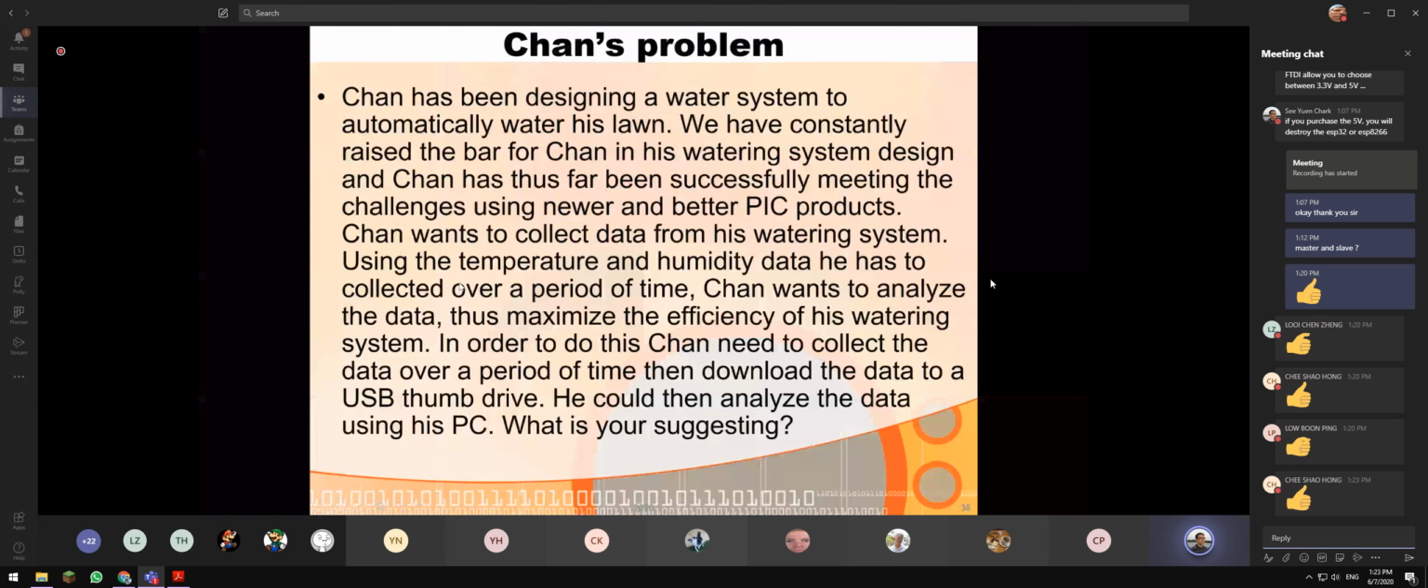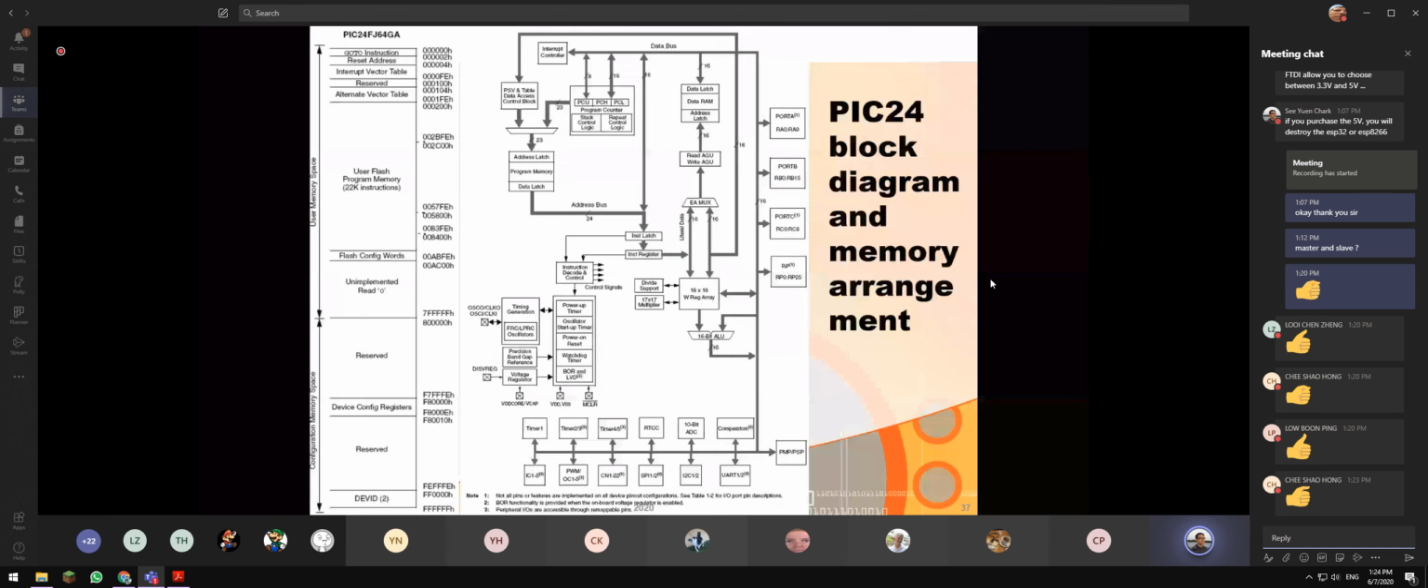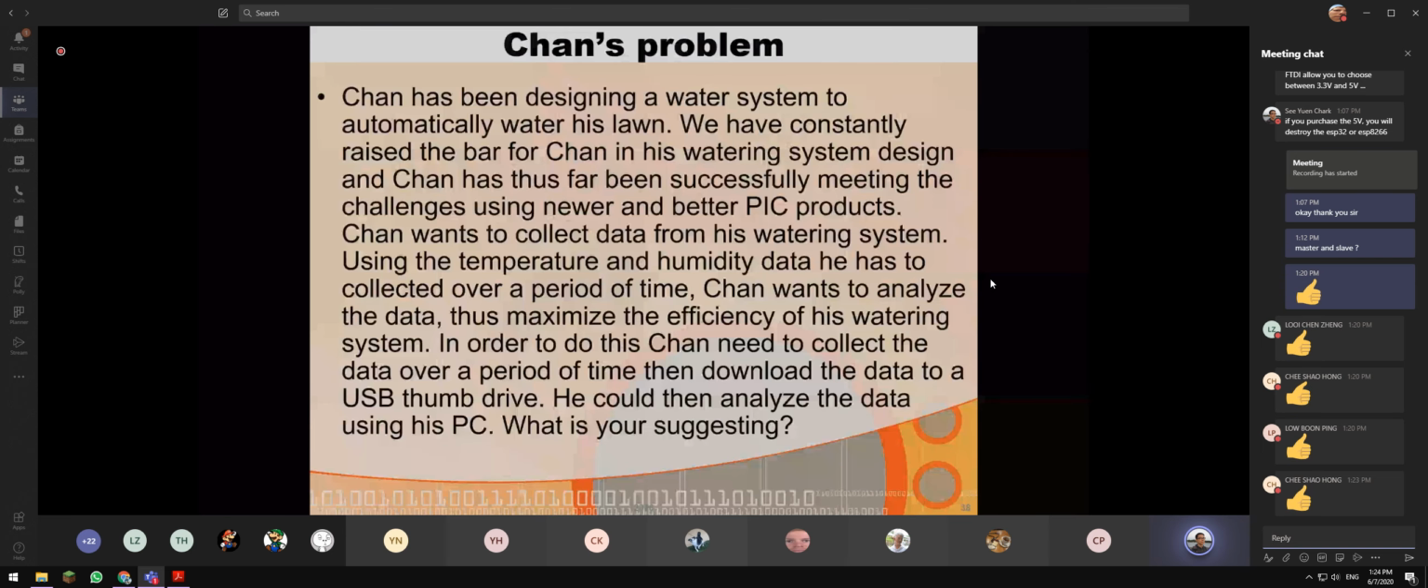Let's look at this problem. Class, remember that the final assessment question is a case study question. It's an open-ended question. You get a story. You are asked to draw the flow chart. You're asked to identify a correct microcontroller. Let's look at this example.